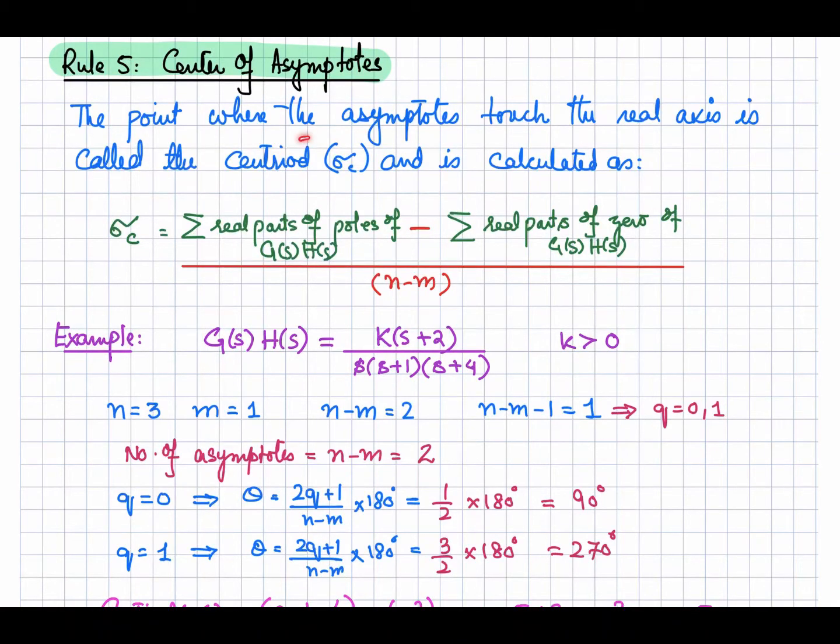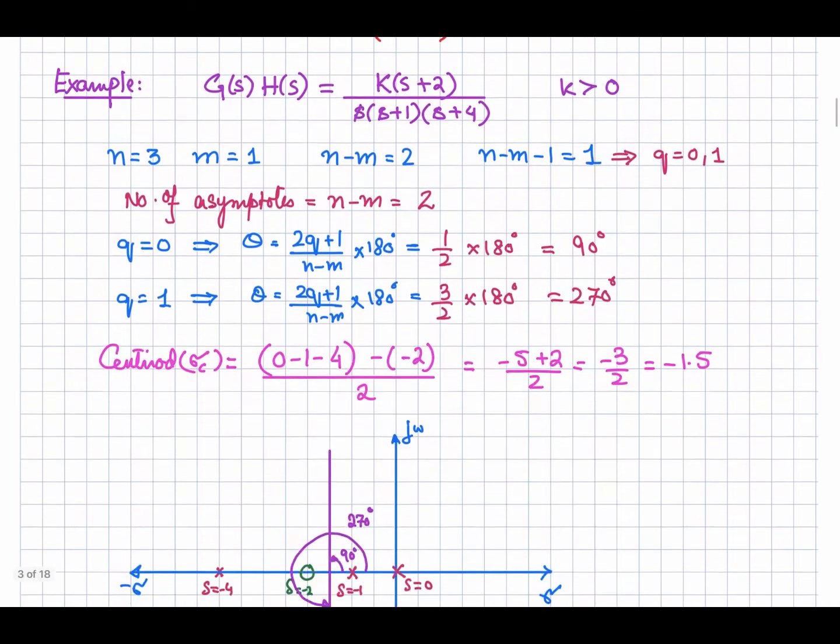The point where the asymptotes touch the real axis is called the centroid and will be represented by sigma c in this course. It is calculated using this expression: sigma c, the centroid, is equal to the real parts of the poles of G(s)H(s), the open loop transfer function, minus the real parts of the zeros of the open loop transfer function, divided by the number of root loci moving towards infinity, n minus m. Okay, so now let's understand this with the help of an example.